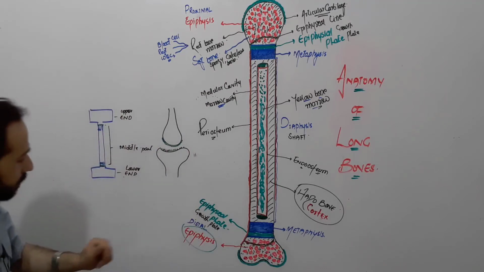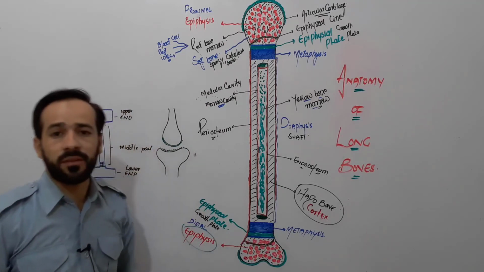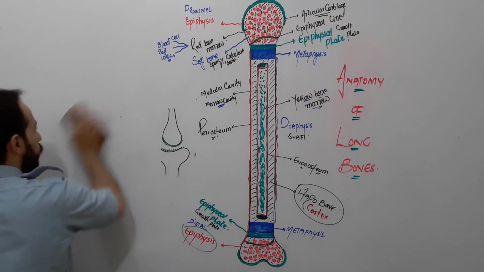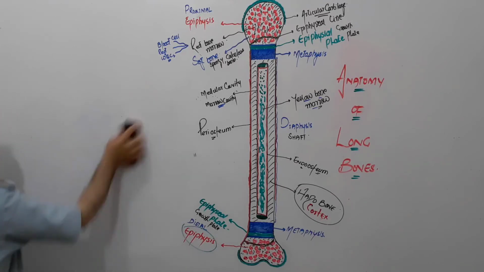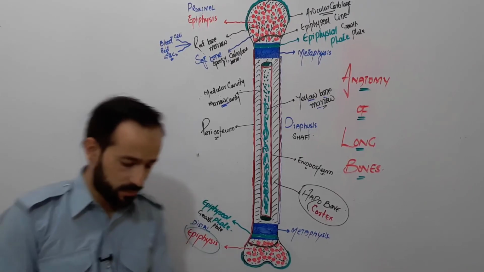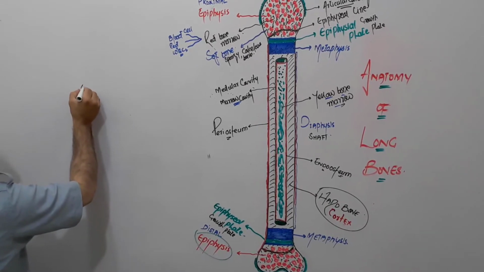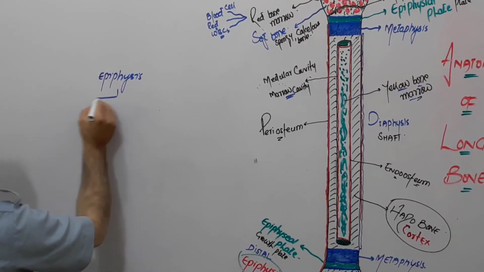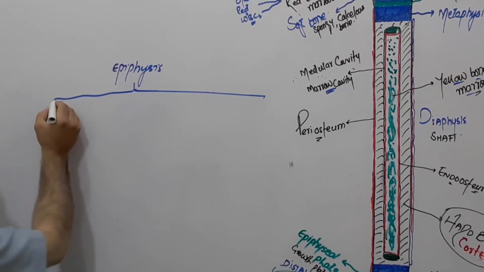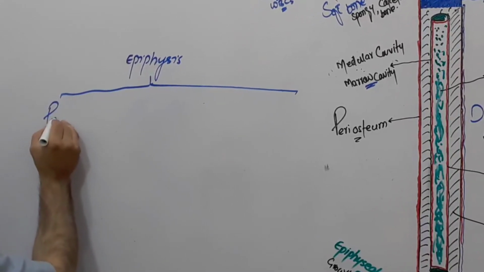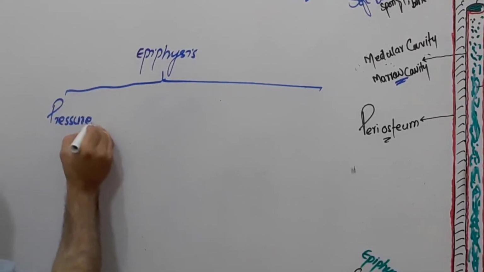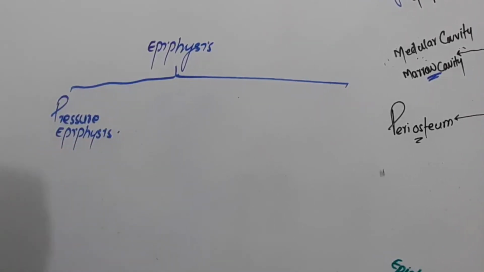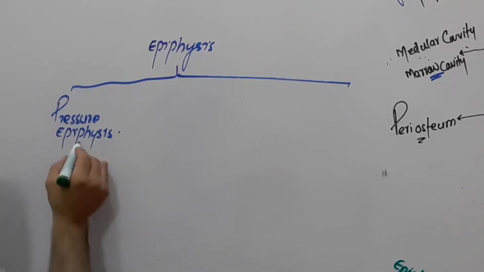Now, one thing more, friends. There are about 4 types of epiphysis, right? The epiphysis has how many types? It has about 4 types. And what are those 4 types? Look carefully. Let me write here. There are 4 types of epiphysis. So the first one is pressure epiphysis, right?